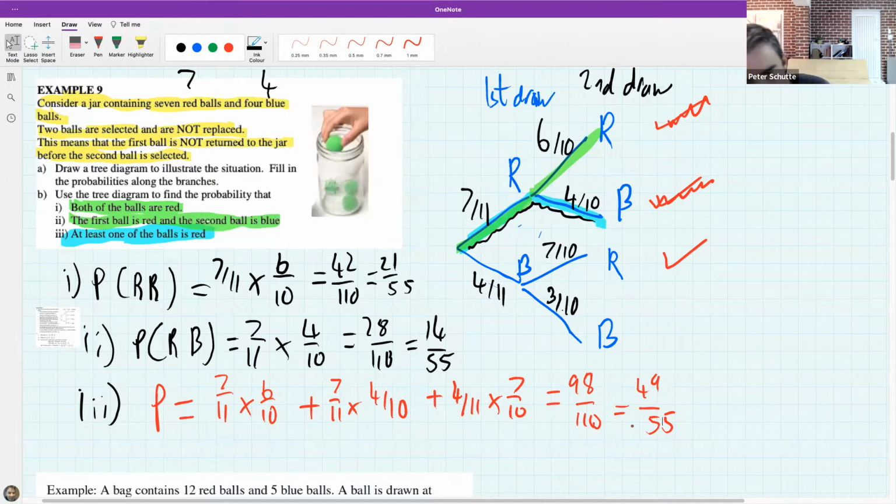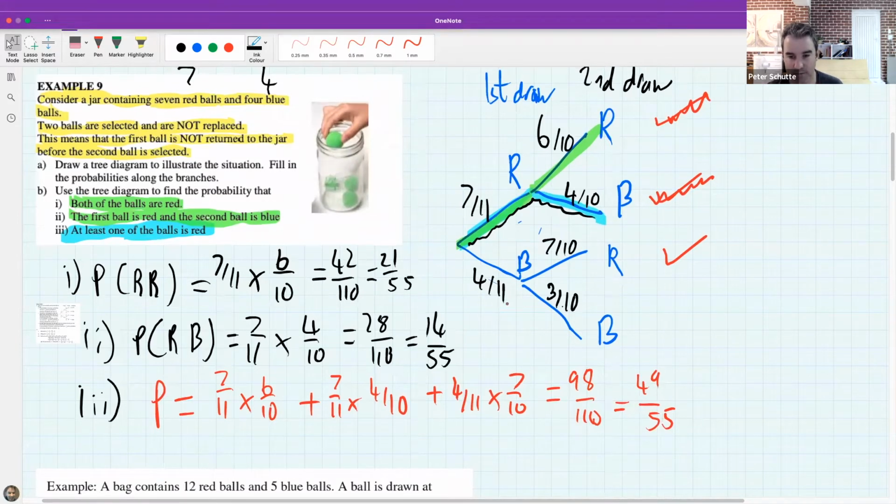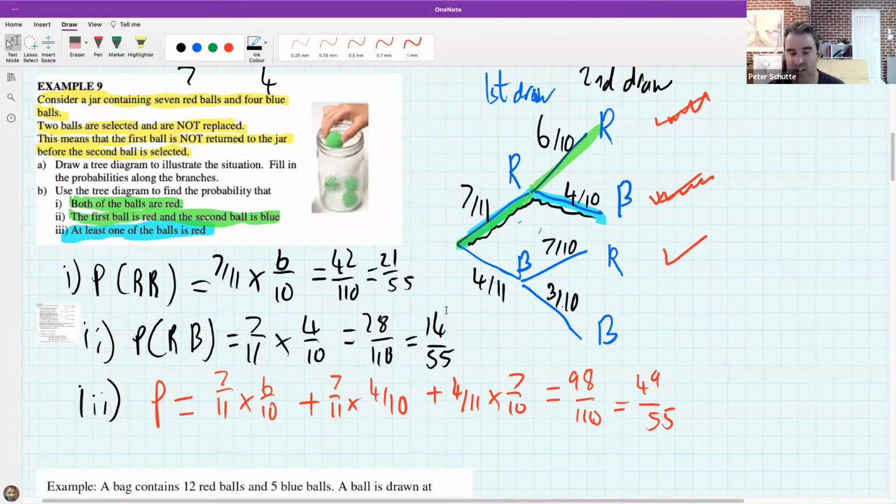So whenever you have multiple branches on the tree, you do need to add up each of those probabilities. So what this is saying is 49 out of 55, there is a really, really good chance that when you're drawing these 2 balls from the jar, that you're going to get some red, because essentially there's a lot of red balls in there. And so there's a very high chance that you will get red on one of those two balls.